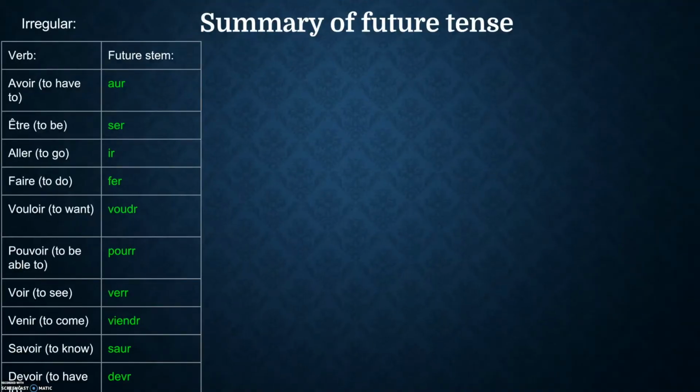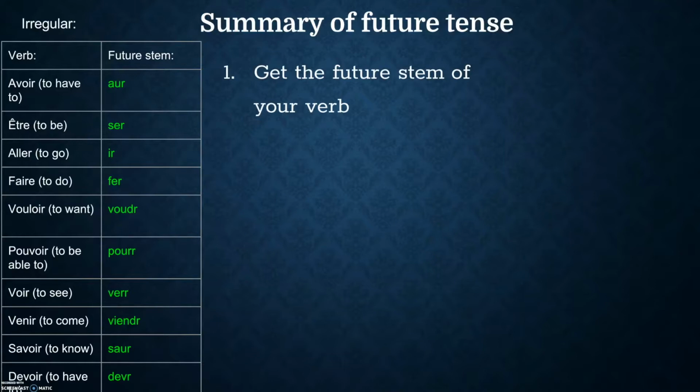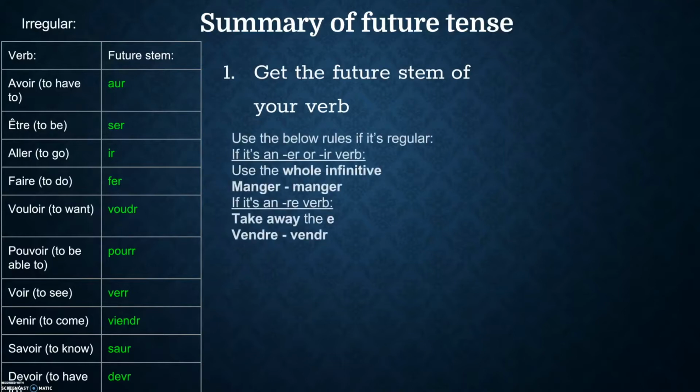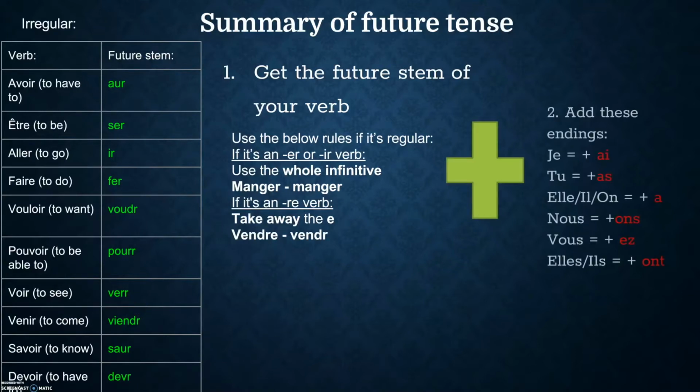Now let's summarize the future tense and bring in what we know about regular verbs and irregular verbs. First of all, we need to get the future stem of the verb. If the verb is regular, you use these rules to get the future stem. However, if it's irregular, you're going to have to use the individual future stem for each of these irregular verbs. Then, regardless if the verb is regular or irregular, you're going to have to add these endings in.